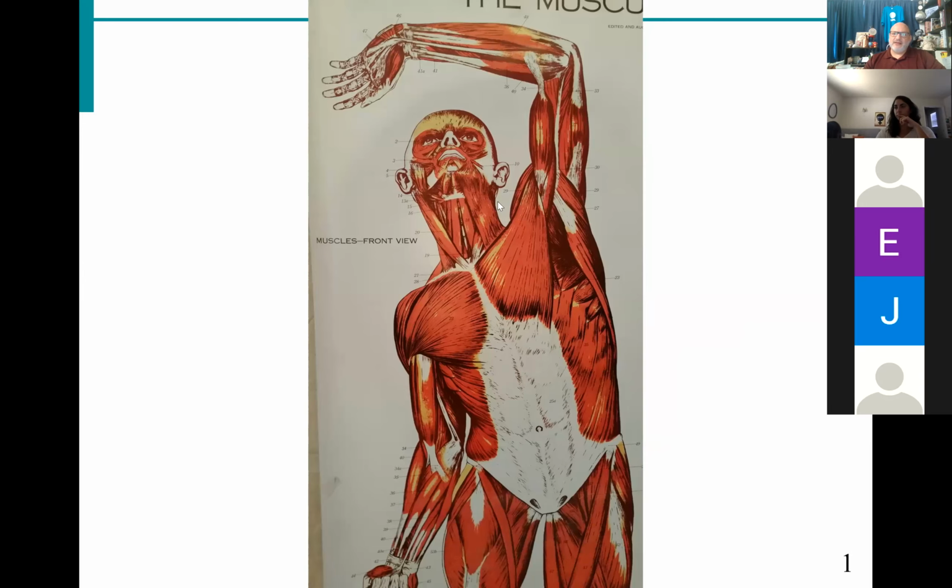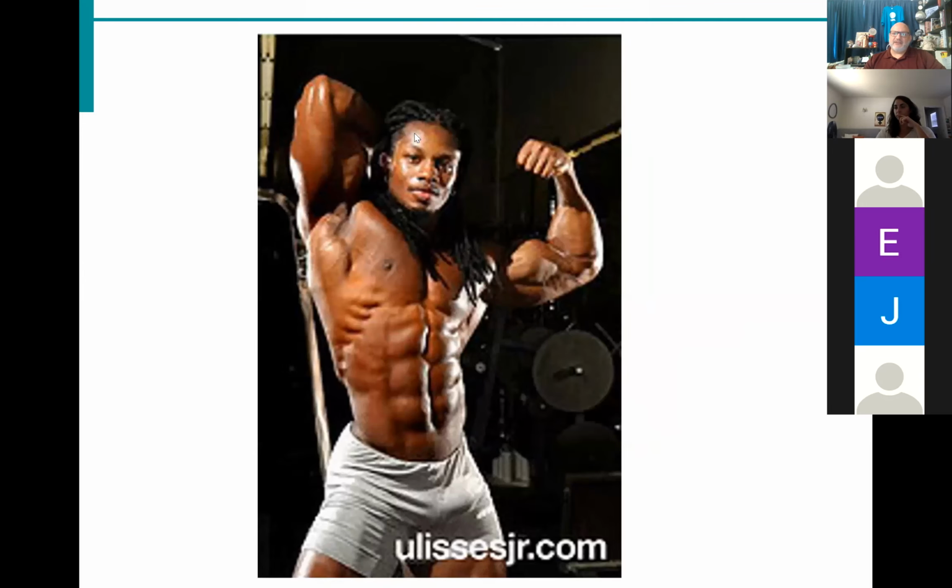But guess what? If we get a bodybuilder that basically does that exact same pose, lo and behold, we can actually see some of the fingers of that Serratus Anterior there in that picture.